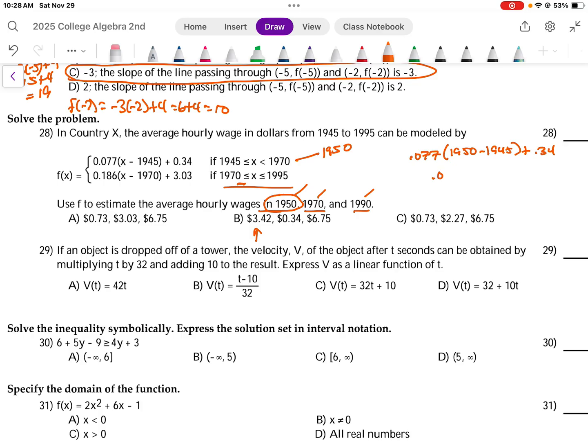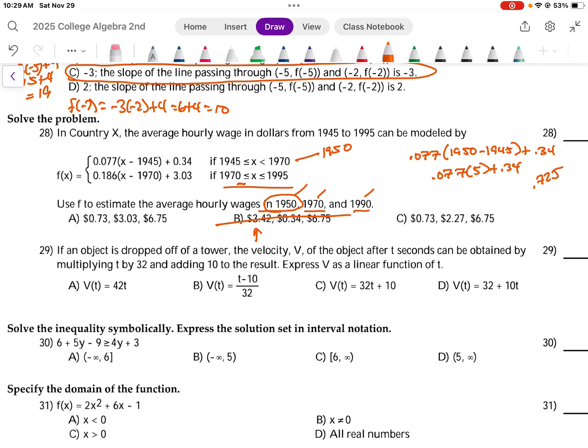This is 0.077 times 5 plus 0.34. So 0.077, whoops, clear. 0.077 times 5 plus 0.34, and I got 0.725, which would be 0.73. So that lets me know it's definitely not that one. It's going to be one of those other two.